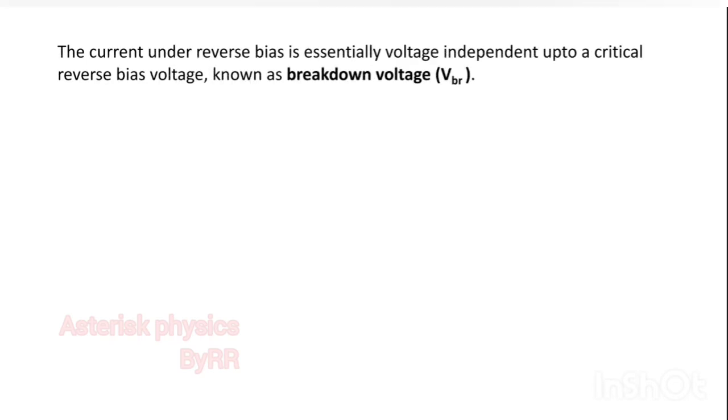The current under reverse bias is essentially voltage independent up to a critical reverse bias voltage called the breakdown voltage. There is no dependence between current and reverse voltage, and this happens only up to a reverse bias voltage called the breakdown voltage. Breakdown voltage is denoted as VBR.